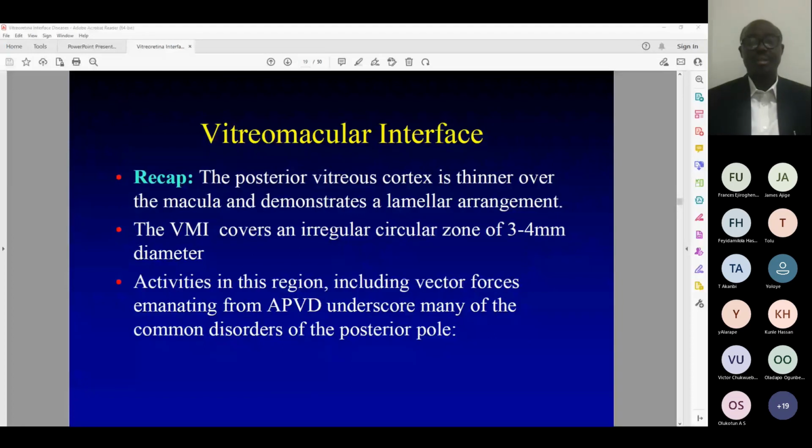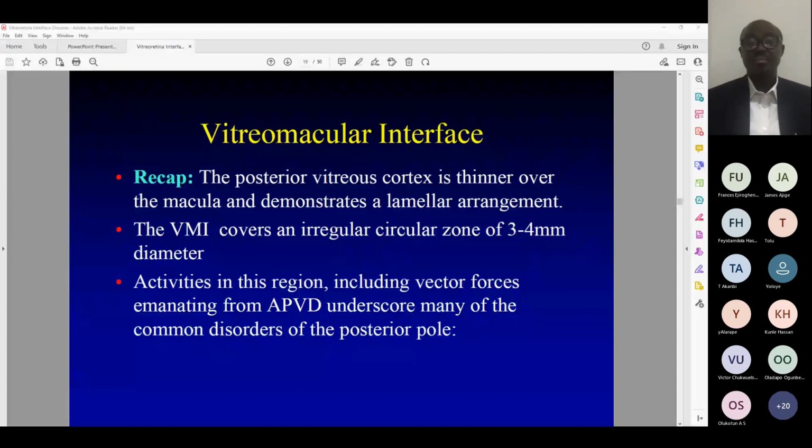So let's look at the vitreomacular interface. Again, let's have a recap here. The posterior vitreous cortex is thinner over the macula and demonstrates a lamellar arrangement, like we said already. The VMI covers an irregular circular zone of 3 to 4 millimeter diameter set over the fovea. Activities in this region, including vector forces emanating from anomalous PVD, cause many of the common disorders that we see in the posterior pole. We mentioned a few in the peripheral retina, and we're going to look at the posterior pole and some of the disorders that happen because of anomalous PVD or anomalous separation of the vitreoretinal interface.